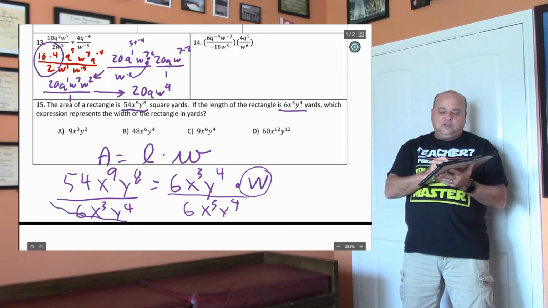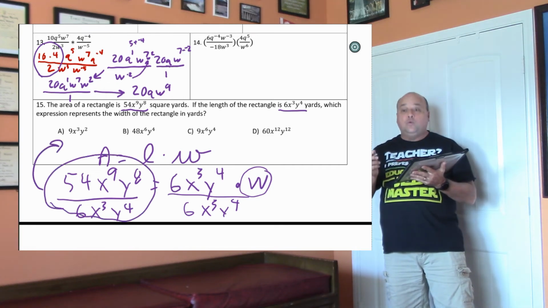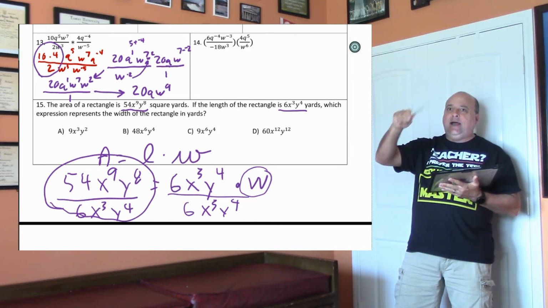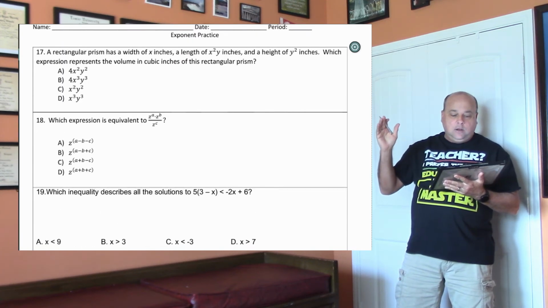Okay, so the answer to this is going to be one of those answer choices. You got to figure out which one works, okay? So you're going to operate that out, divide it out, and get the answer. You could do that on your own, okay?